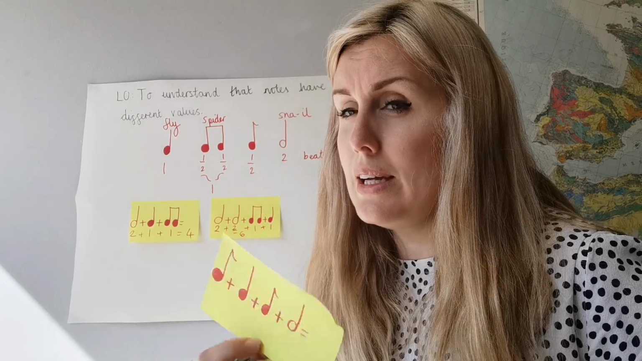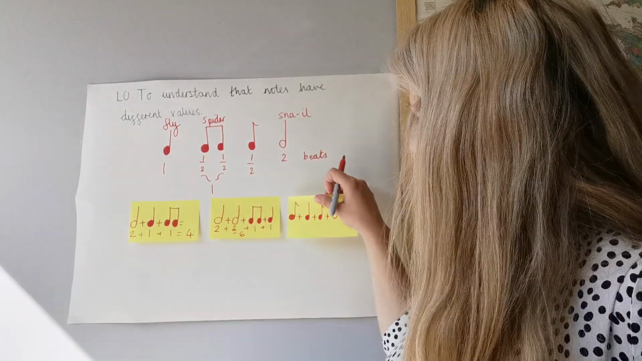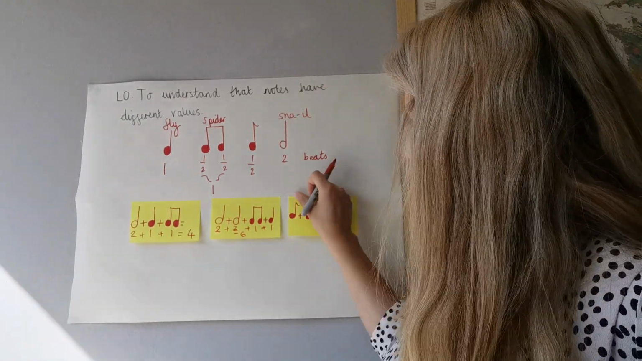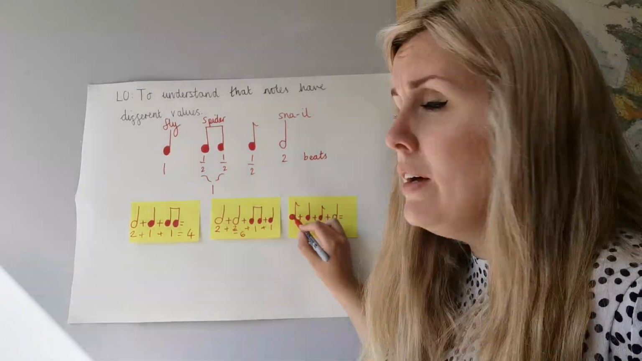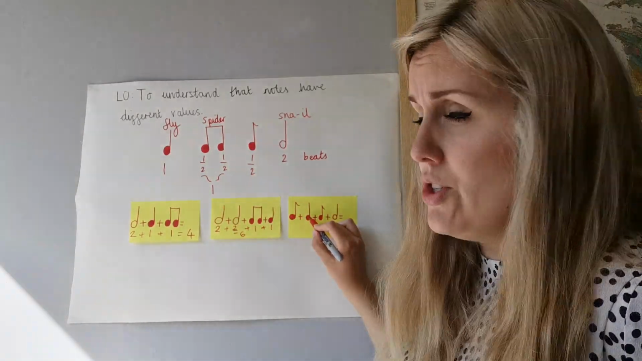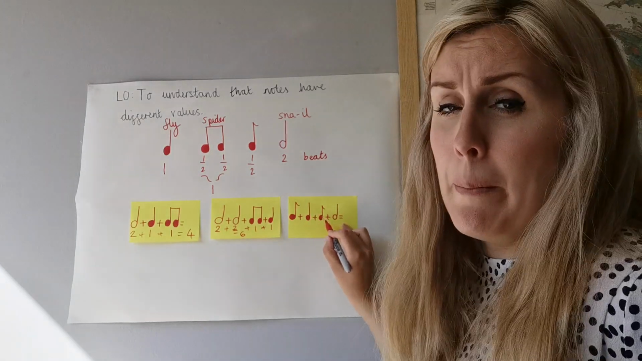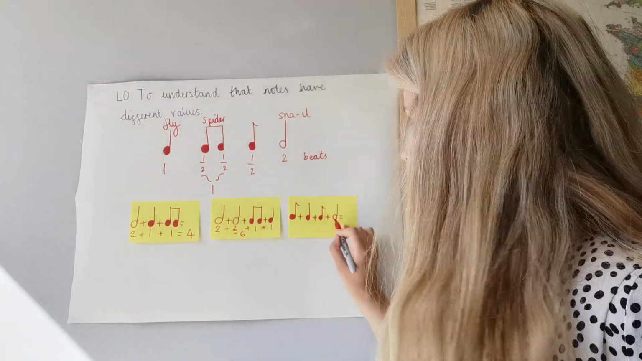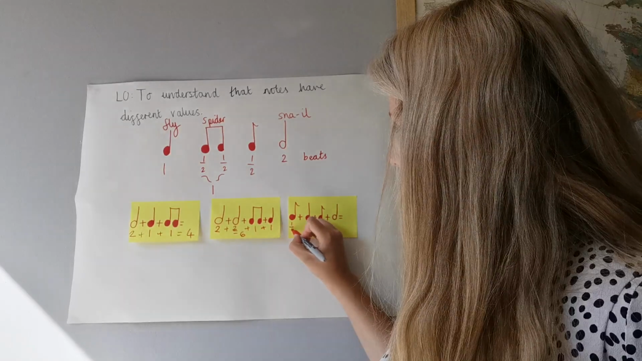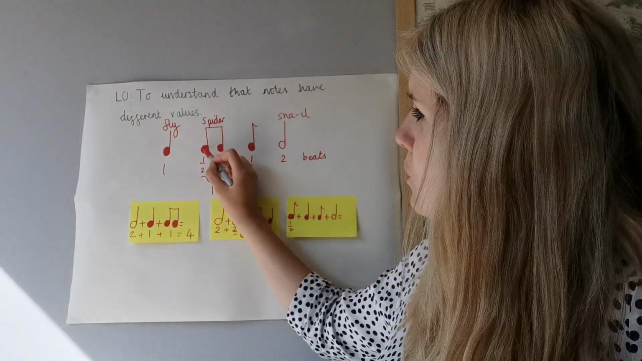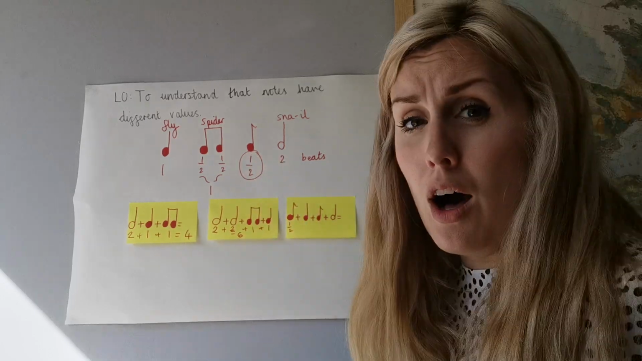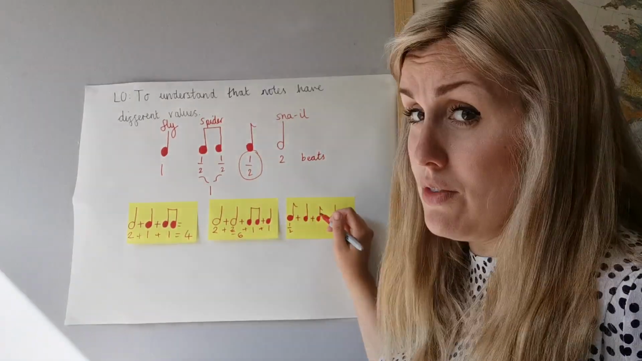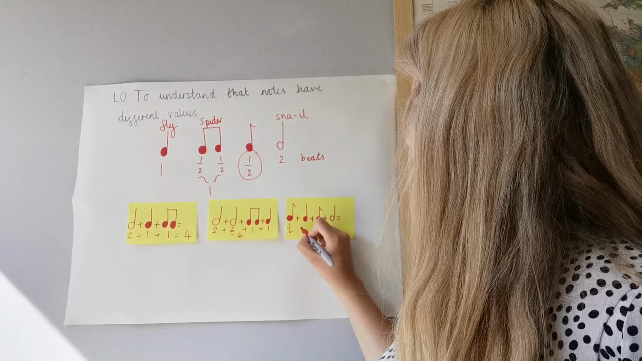I've got one which is slightly trickier here. It doesn't show 2 quavers. If you look here, it's got 1 quaver, 1 crotchet, 1 quaver, and then 1 minim. So actually I'm going to write half here, because I know that one of my quavers is only worth half a beat. So I'm going to write half down there. So we're going to have to do some fraction work here.